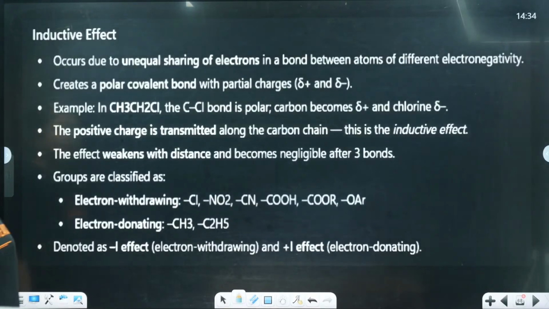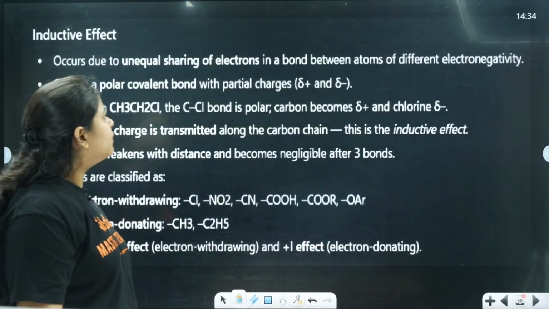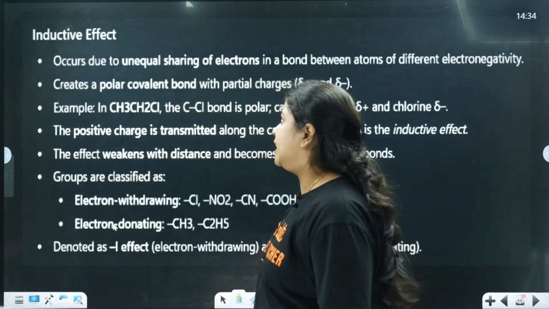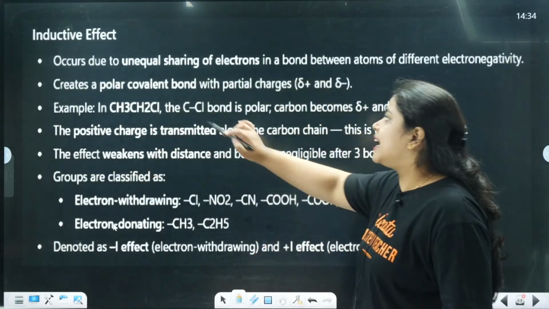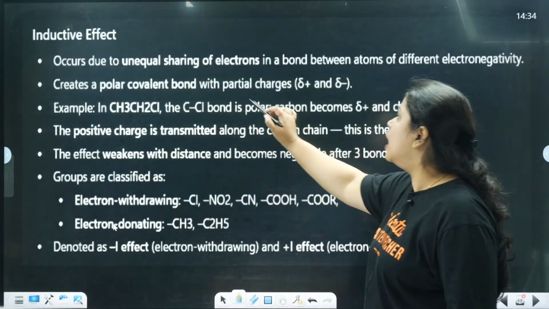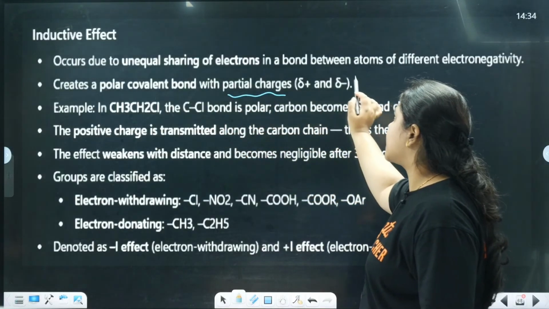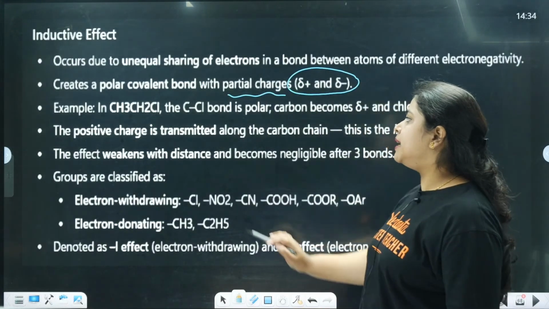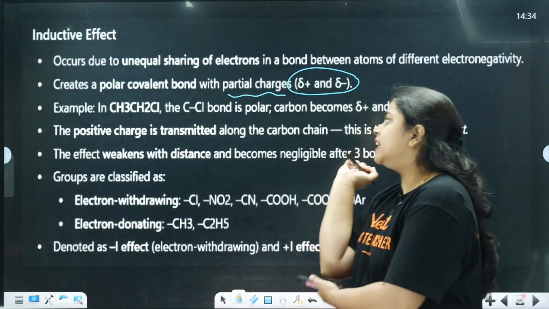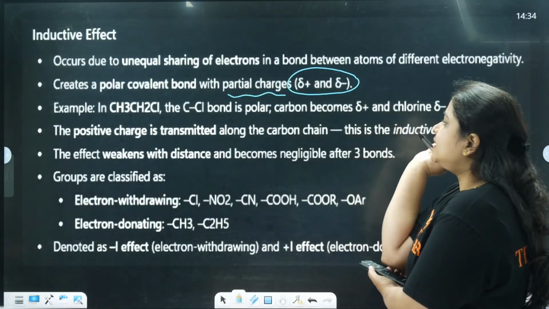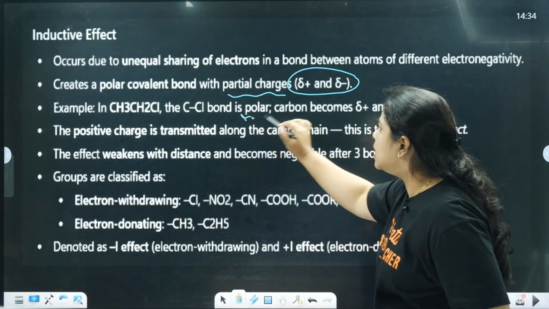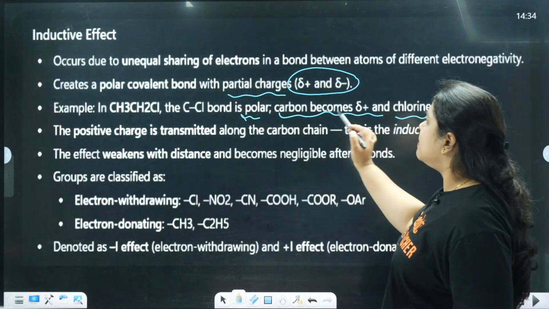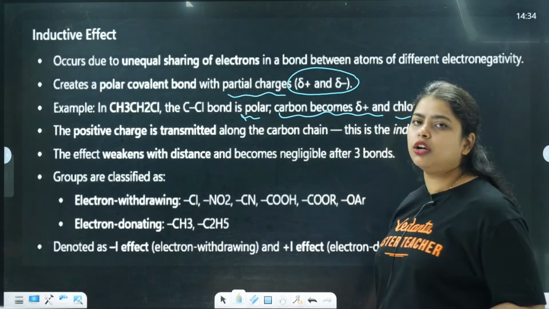Next is inductive effect. It occurs due to the unequal sharing of electrons in a bond between atoms of different electronegativity. This creates a polar covalent bond with partial charges, positive or negative. What example can we take? CH3CH2Cl. Here the C-Cl bond is a polar one, and the carbon becomes positive and the chlorine becomes negative. Means carbon is giving the electron to the chlorine.